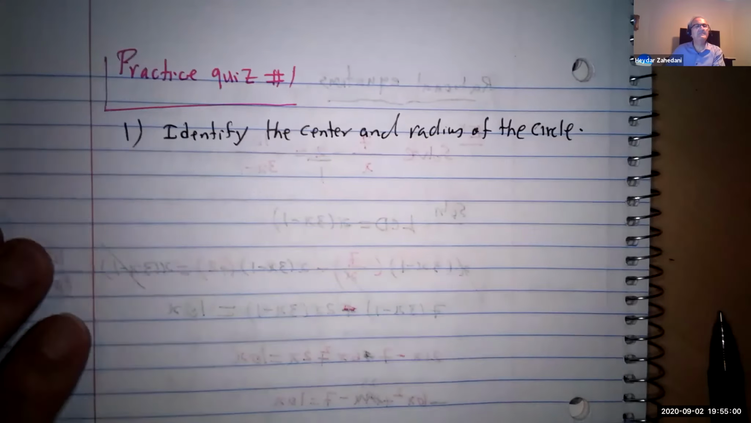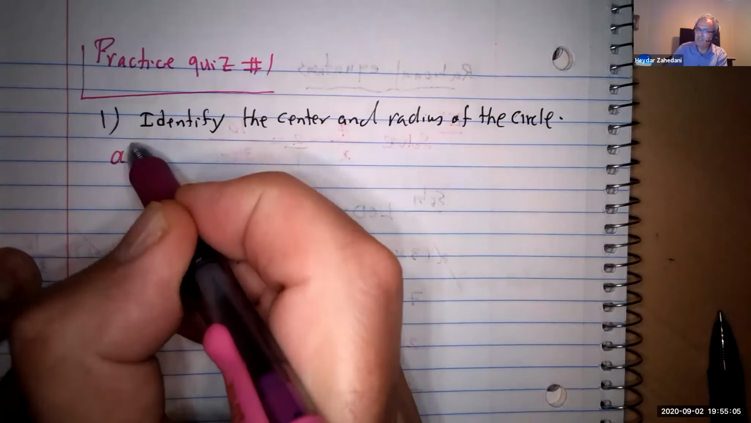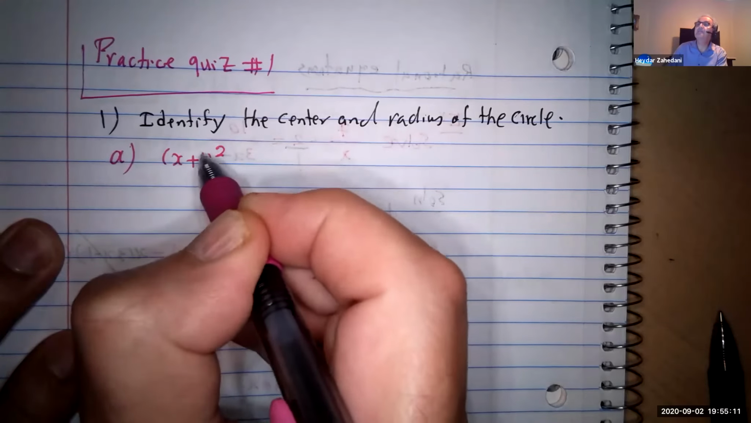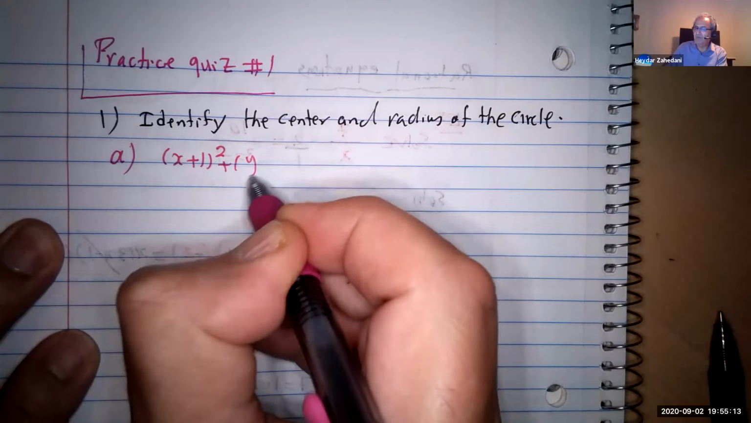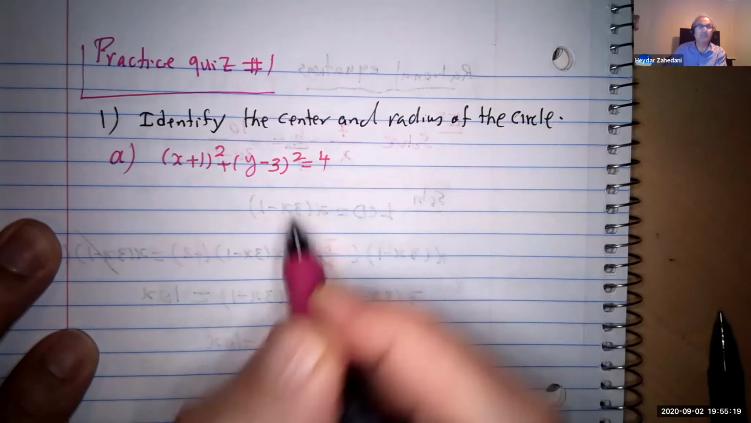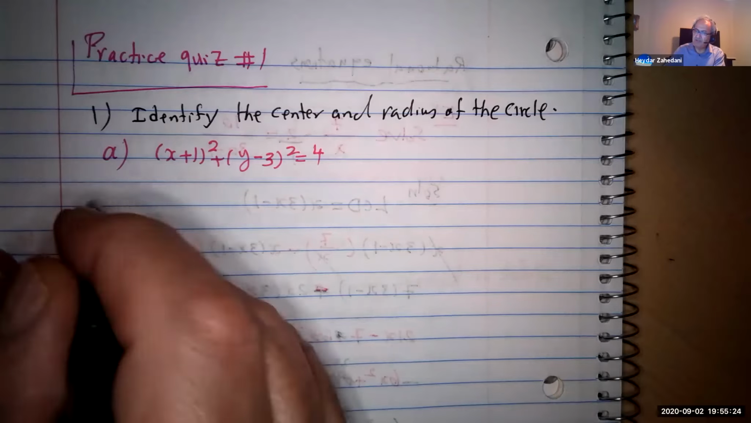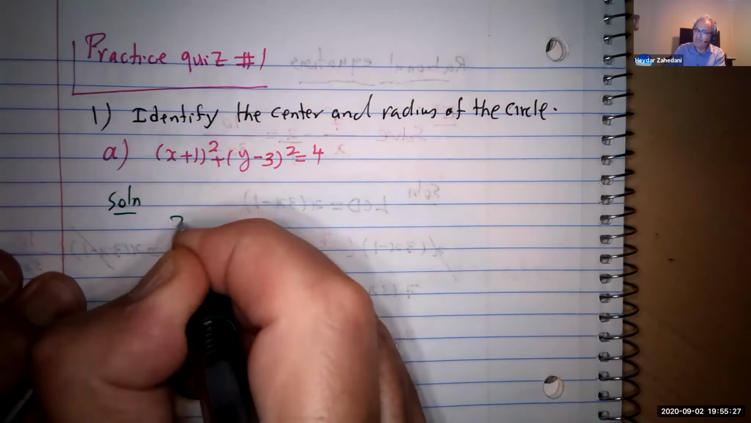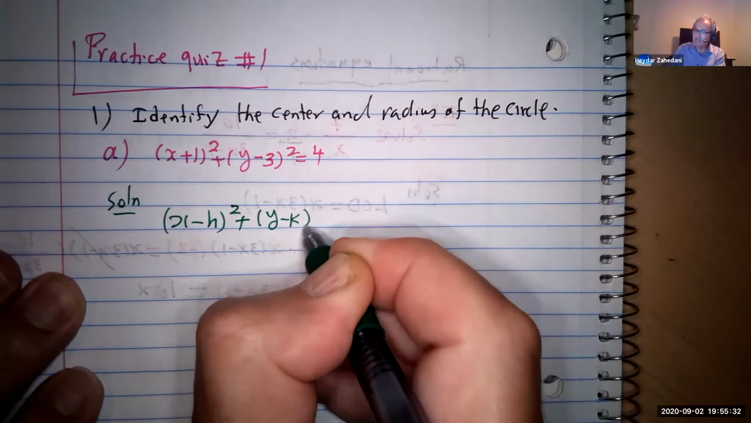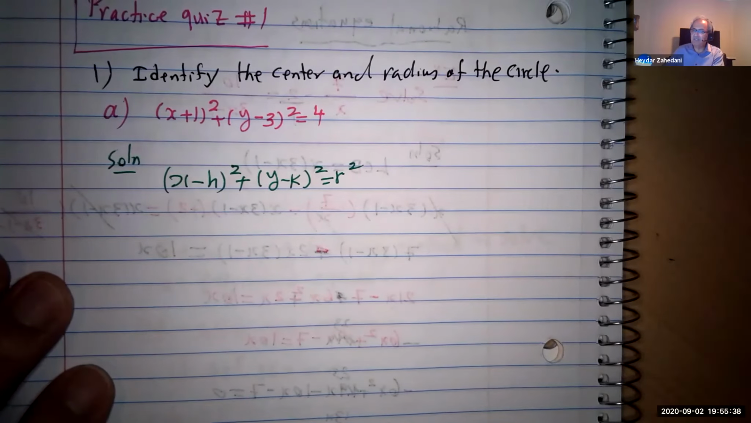There are going to be 2 types. Type 1 is a standard equation, nothing to worry about. So that's going to be part 1. The equation of a circle is (x + 1)² + (y − 3)² = 4. Just to remind you, the equation of a circle is (x − h)² + (y − k)² = r². So you compare them together to get the center.